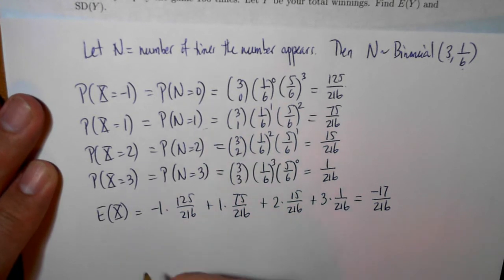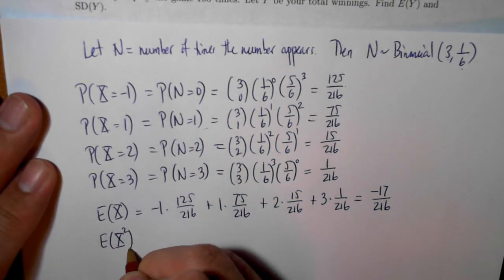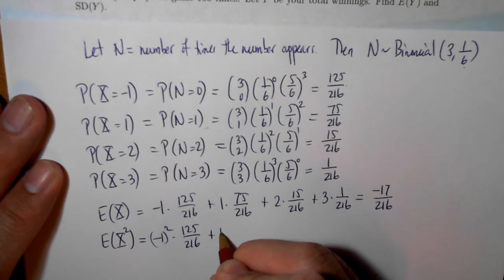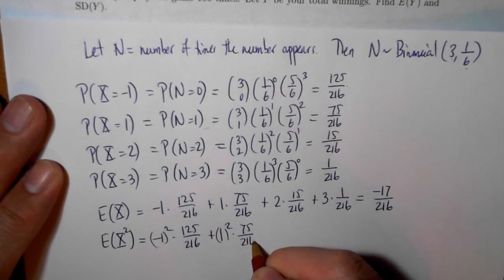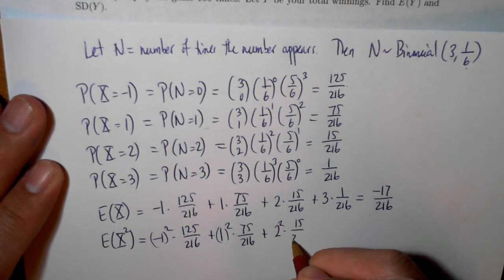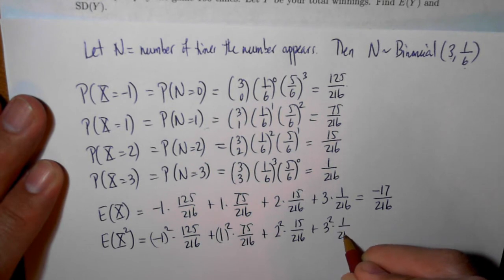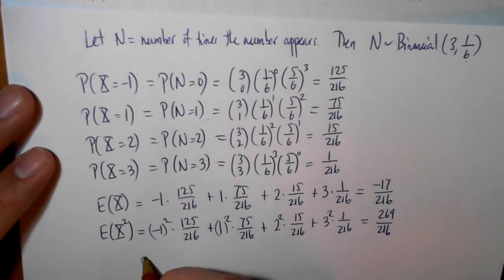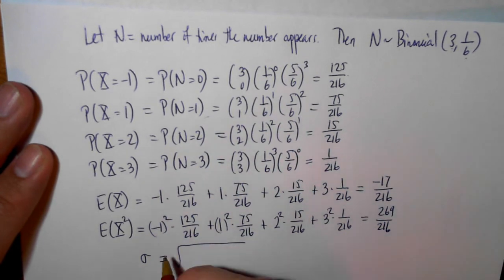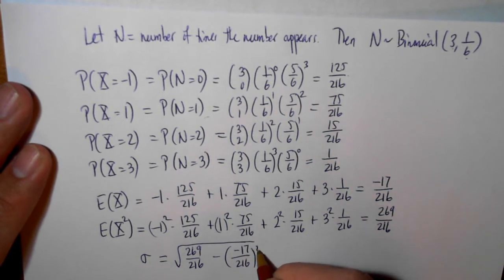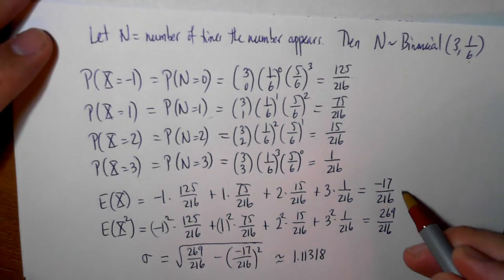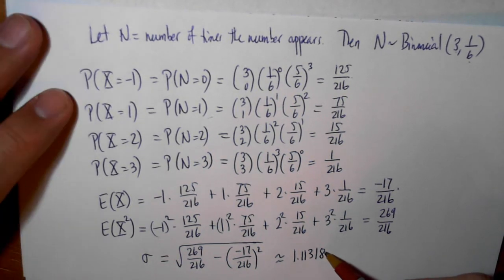Next, we have to figure out the standard deviation. To figure out the standard deviation, we first figure out the expected value of x squared. So that's (-1) squared times 125 over 216 plus 1 squared times 75 over 216 plus 2 squared times 15 over 216 plus 3 squared times 1 over 216, which equals 269 over 216. So the standard deviation would therefore be equal to the square root of 269 over 216 minus (-17 over 216) squared, and that's approximately 1.11318. So that's the expected value and the standard deviation for playing the game once.